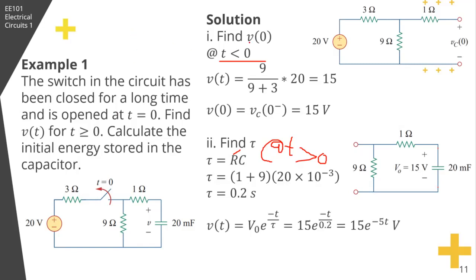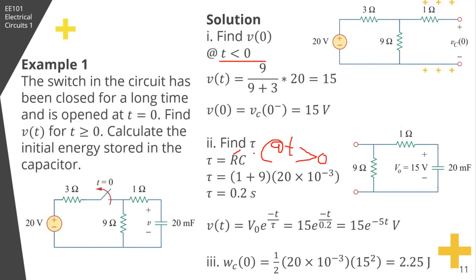So nanatay V at 0, nanatay tau. So substitute lang ka. Ang expression or imong voltage across imong capacitor for time greater than or equal to 0, that's 15 e to the negative t over ang tau nimo kay 0.2, or that's simplify na to 15 e to the negative 5t volts.